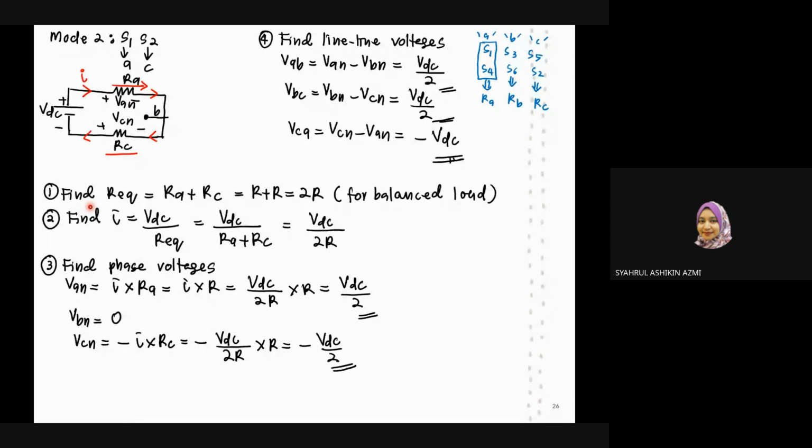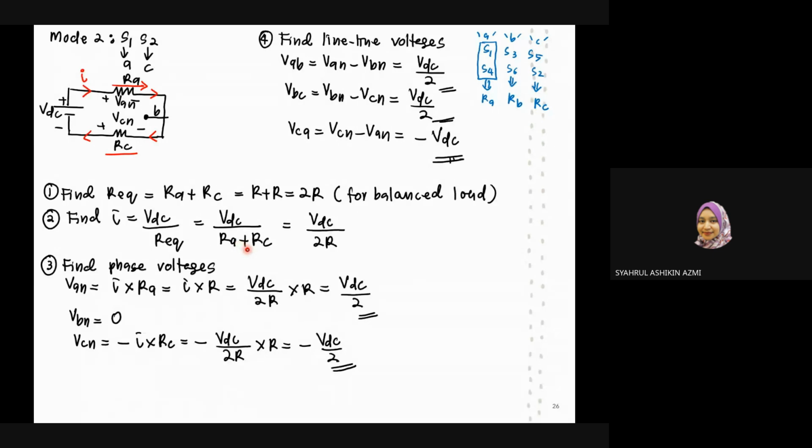Again, the same steps. Step number 1, you need to find the equivalent resistor. In this case, it will be RA plus RC. If let's say that you have a balanced load, you can represent RA and RC with a single R, like this. You get 2R. Then step number 2, find the current. The current will be equal to VC over 2R. This is for balanced load.